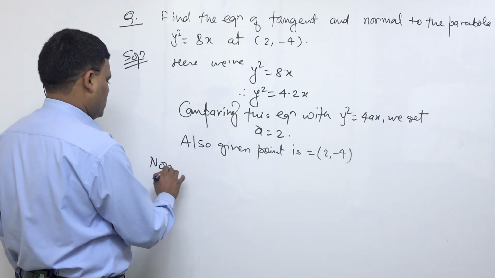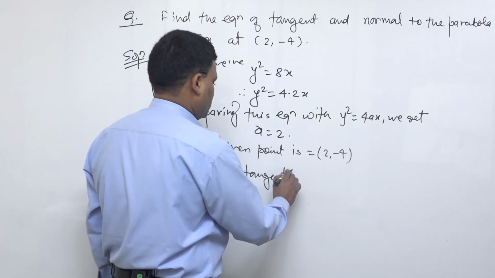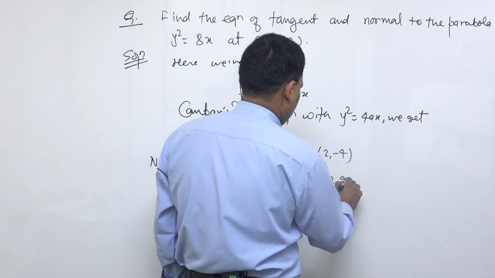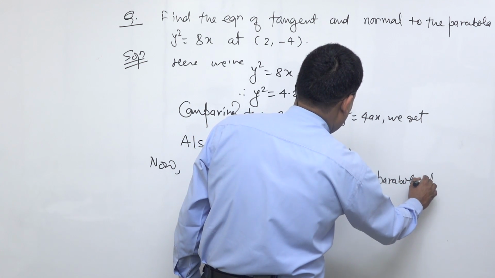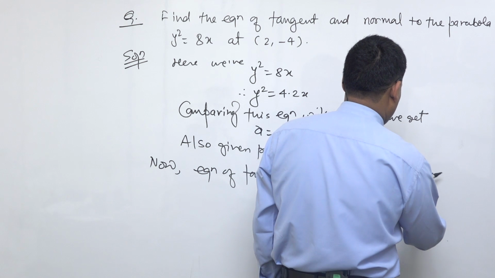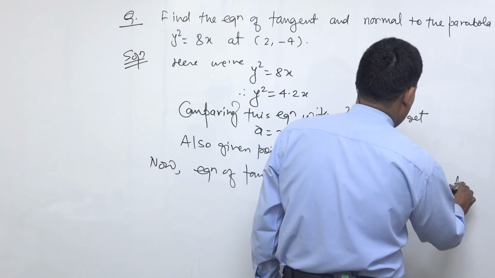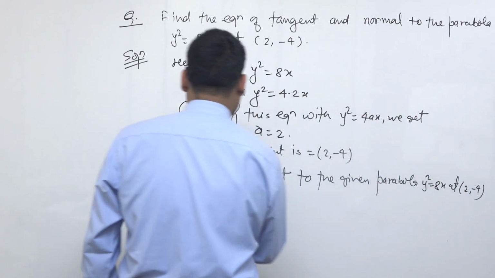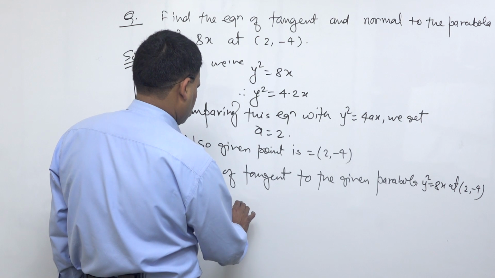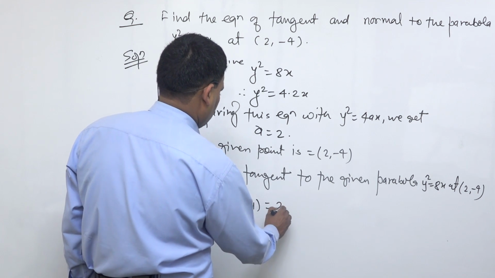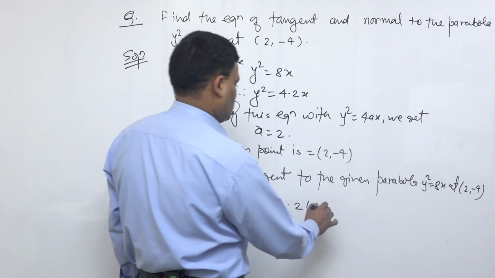Now the equation of tangent to the given parabola y square equals to 8x at 2 comma minus 4 is y y1 equals to 2a into (x plus x1).